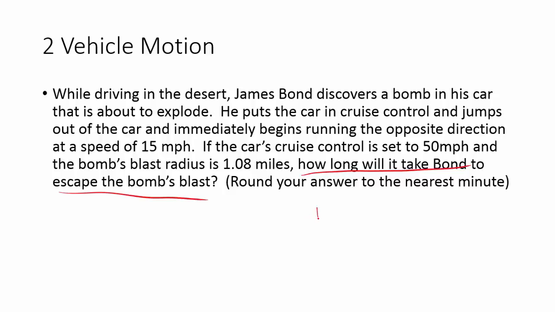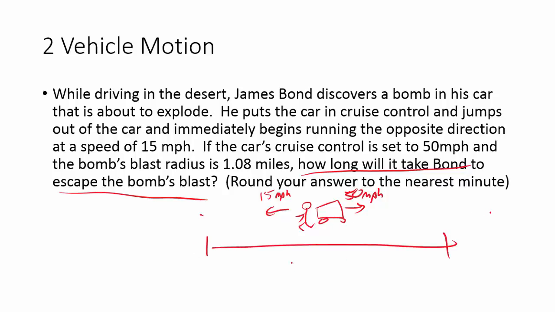So we've got a car going this way, and we've got James Bond, who's jumped out of the car, and he is running for his life here. This is the best I've got. I know I'm no artist, and he's going this way. So he's going 15 miles per hour, and our car here is going 50 miles per hour. They're running opposite directions, and we're trying to get them far enough apart so that when they get 1.08 miles apart, they'll be safe.